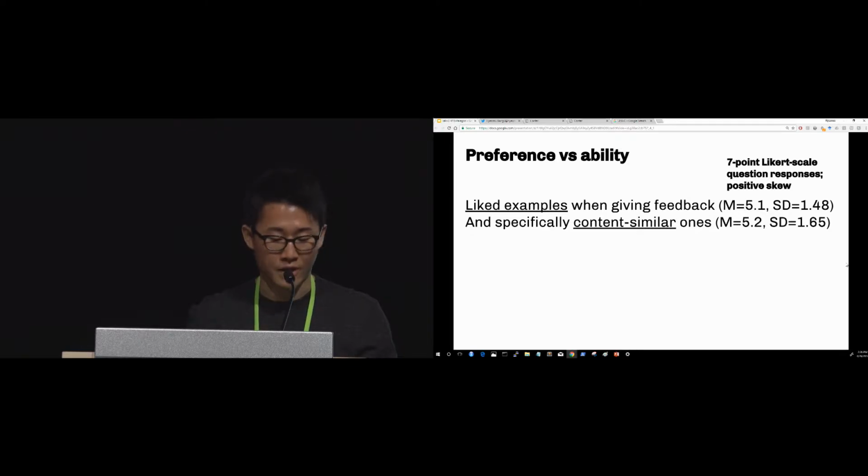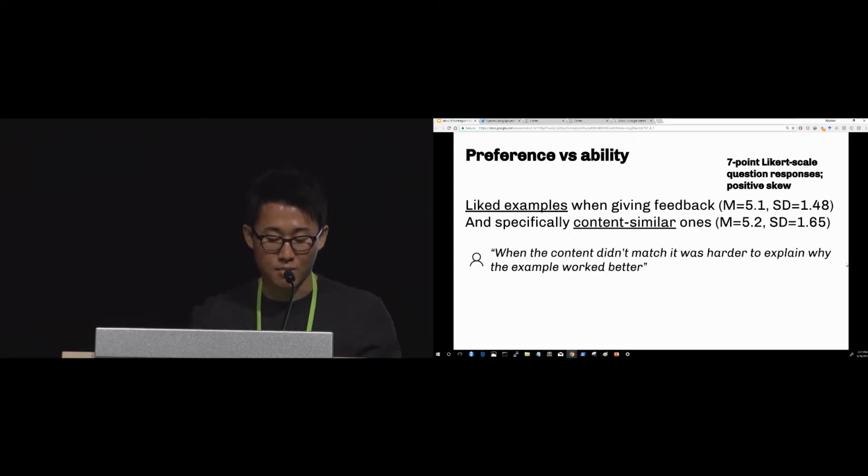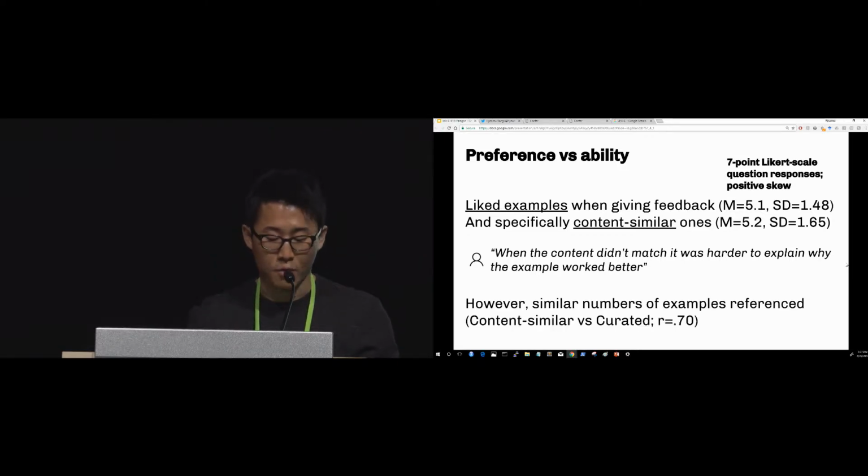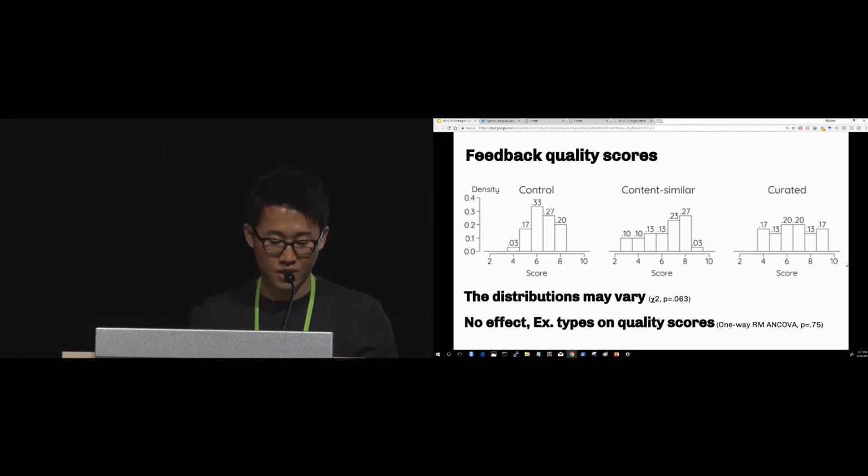Participants also preferred to have examples when providing feedback, and specifically those that are content similar. When asked why, they commonly mentioned that the matching content made it easier for them to explain why the example worked better. But despite this preference for content-similar examples, novice feedback providers were still able to incorporate both types of examples in their feedback. In terms of feedback quality scores, the distribution may suggest a difference.